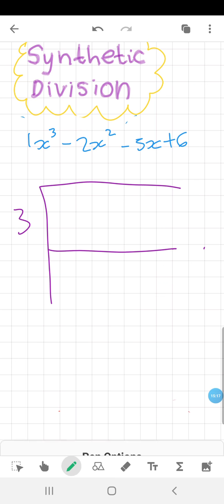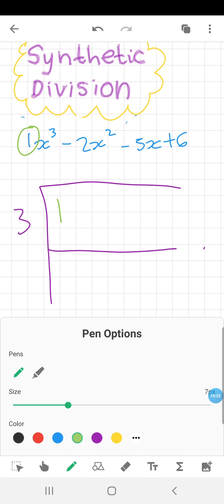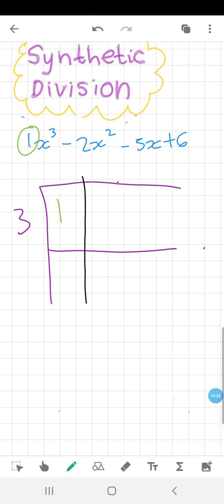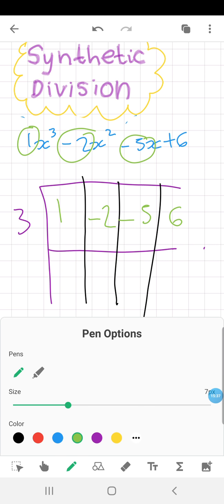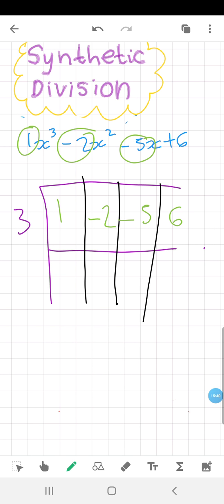So what you're going to do is you're going to take the first number of every term. Here it's 1, here it's negative 2. Yes, the signs do matter. Here it's minus 5, and here it's 6. Just want to make sure there's enough space. There's not going to be enough space, but oh well.